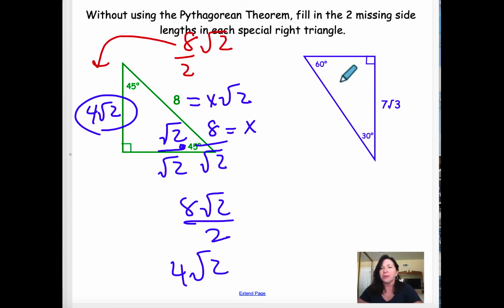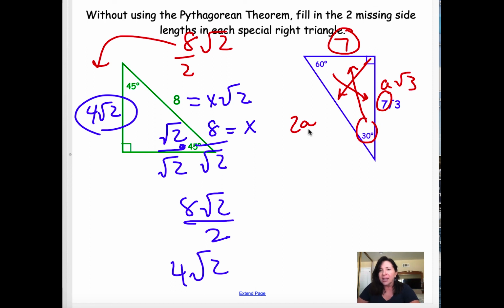For this problem, remember, this is a special right triangle, but it's a 30, 60, 90. Across from the 60 is A root 3. So that means A is 7. So across from the 30 is A, which is 7. Across from the 90 is 2A. So if A is 7, because that's opposite the 30, then 2A is going to be 14.